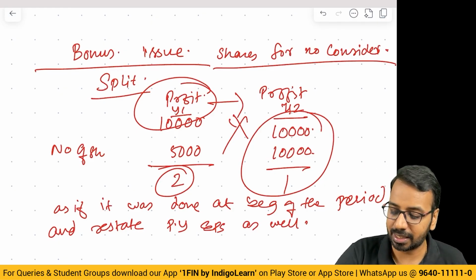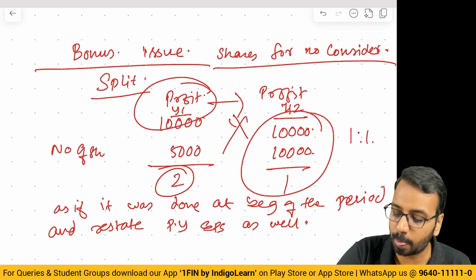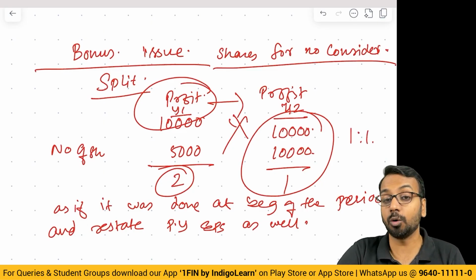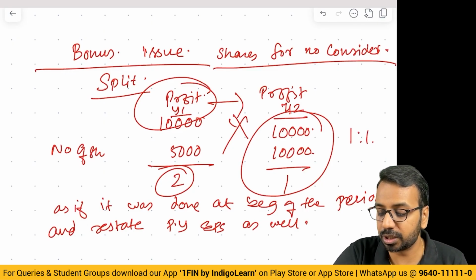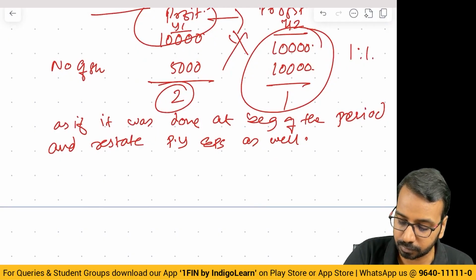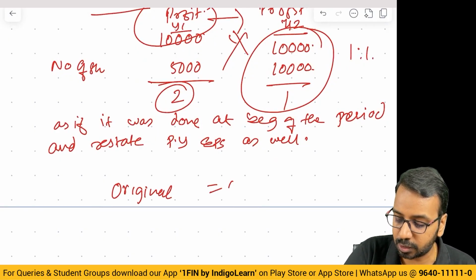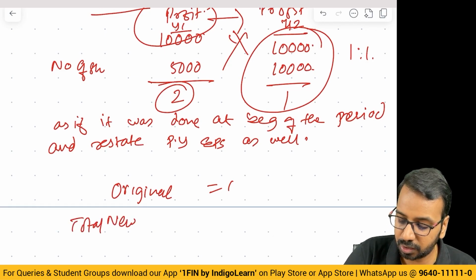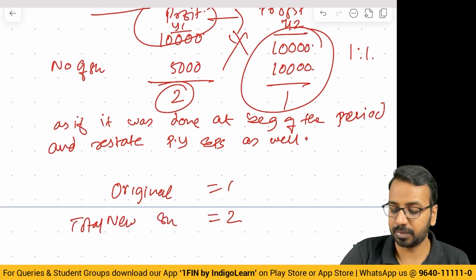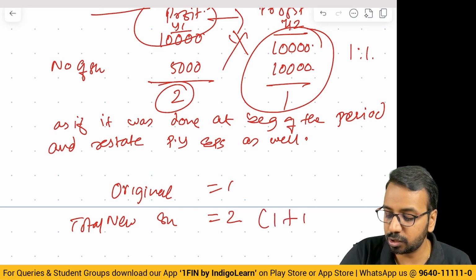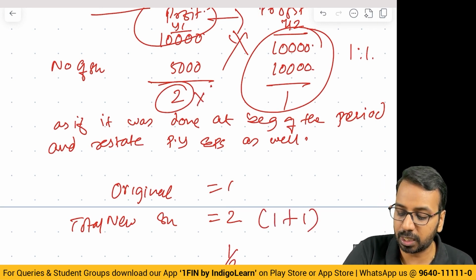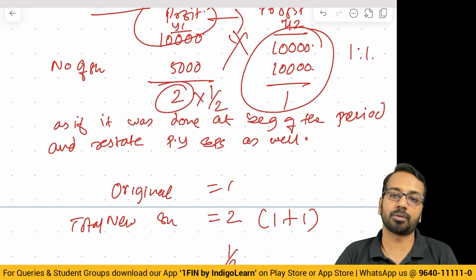How will we restate that? Now here bonus is 1:1. That is, if original shares is 1, total new shares will be 2. That is, original 1 plus newly issued 1. So you will do 1/2. So here you will do 2 multiplied by 1/2 and you will get the factor.